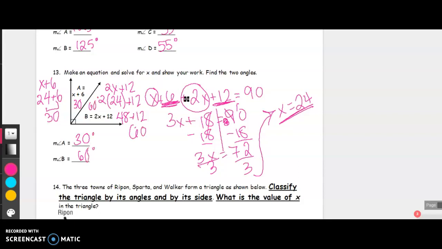And 30 plus 60 does equal 90. So we are 100% correct. This kind of has two parts, just like the previous one. You need to find x, and then once you find x, you need to substitute it in.